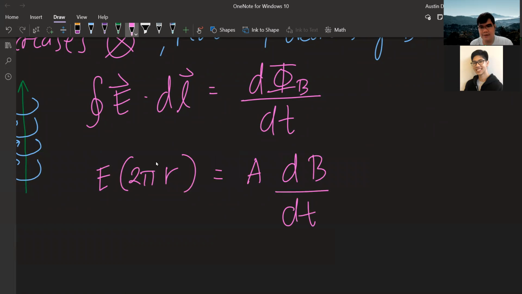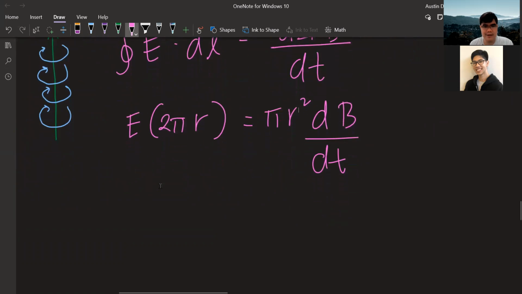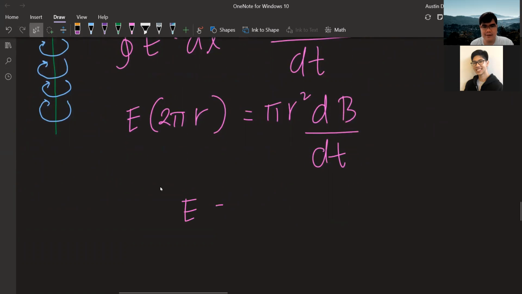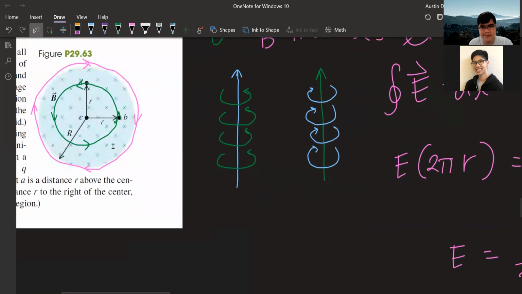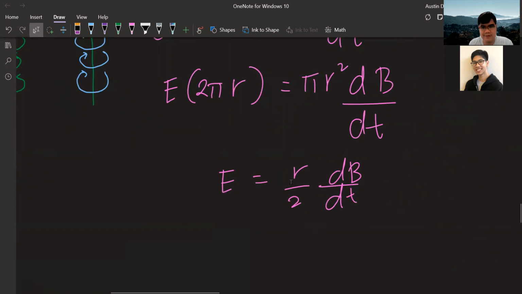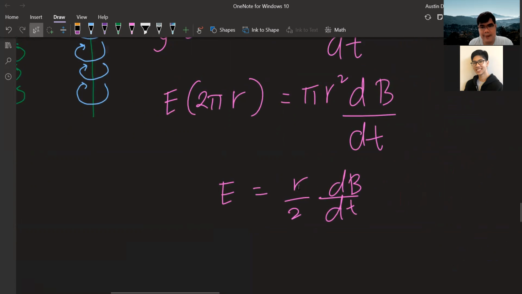And we know dB over dt. Okay? And then A would be the area of the closed path, which is pi r squared. Okay? Therefore, the electric field in the region is r over 2 dB over dt. So, meron kang electric field here going counterclockwise with this amount of magnitude.